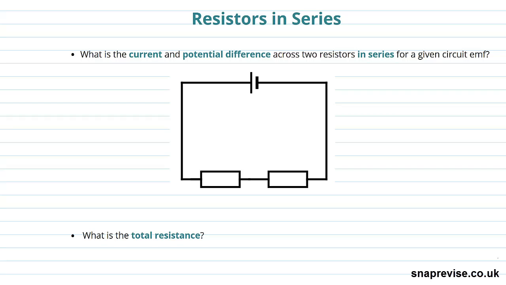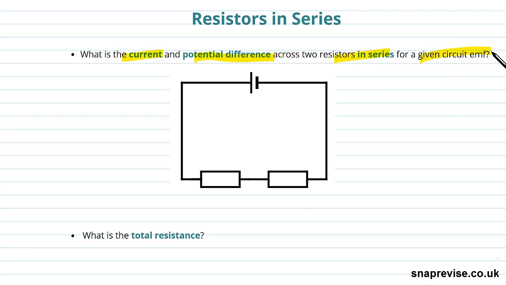So in this video, we're going to apply some of the rules we learned about current and potential difference in our previous videos to actually calculate things for given circuits. So let's say we've got a circuit set up here. What is the current and potential difference across two resistors in series for a given circuit EMF?